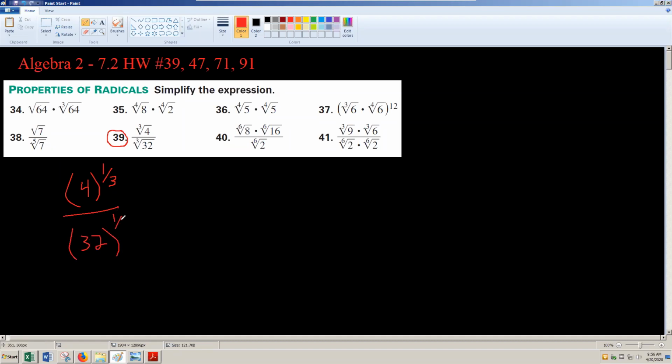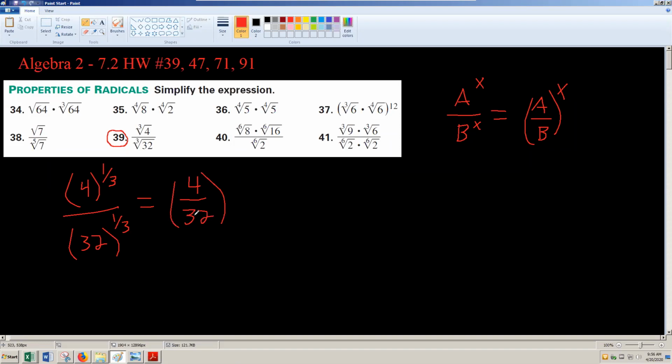to the 1/3. So if I have something that looks like a to the x divided by b to the x, this can be simplified to just being a over b raised to the x. So here again, our property of exponents comes into play. I'm going to rewrite this as 4 over 32, all raised to the 1/3.